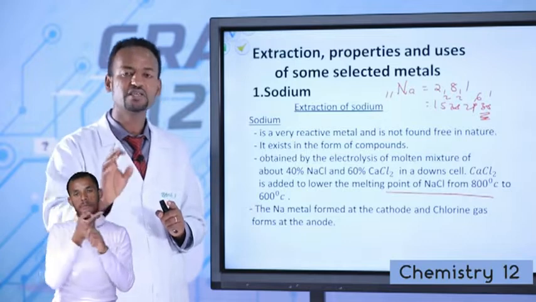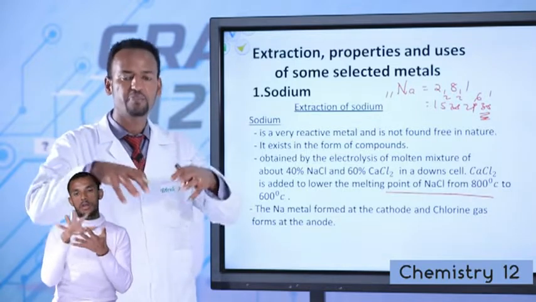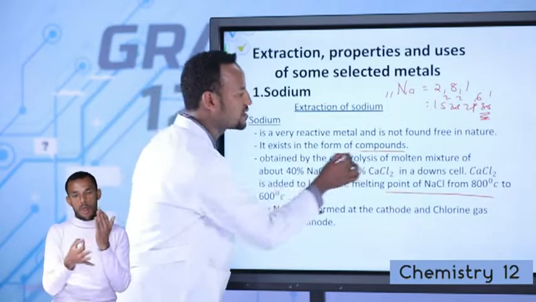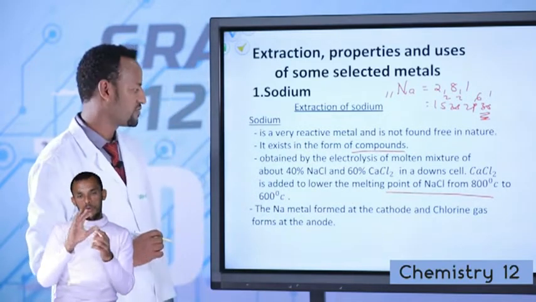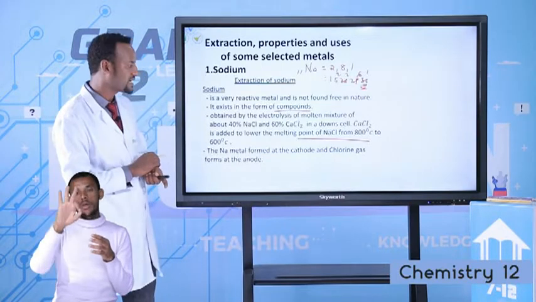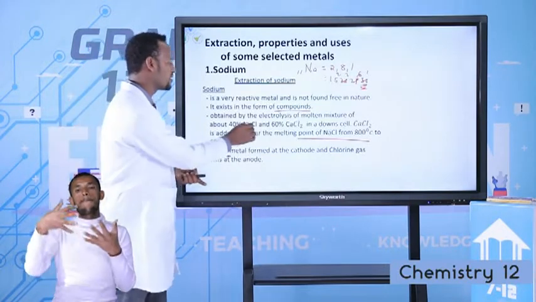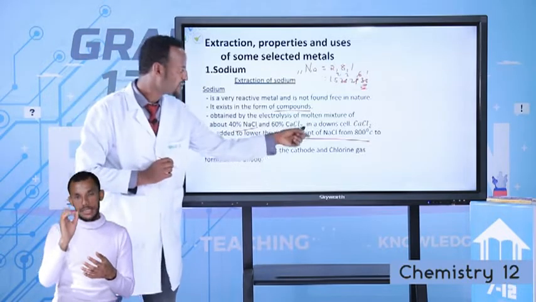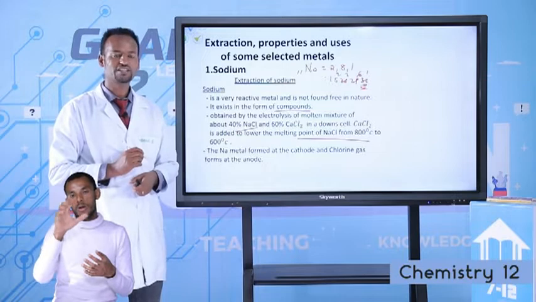Because of its reactivity, sodium is stored in paraffin oil. It exists in the form of what? Compounds. Sodium is obtained by the electrolysis of a molten mixture of about 40% sodium chloride and 60% calcium chloride in the Down cell.